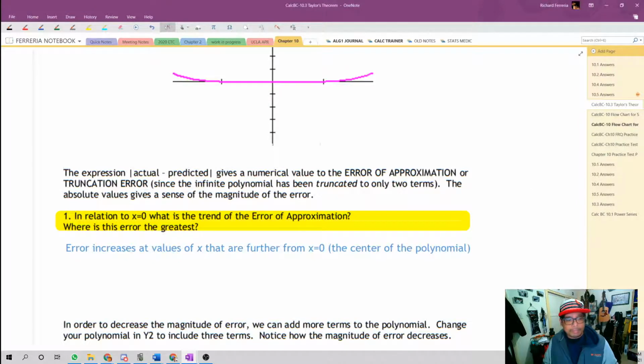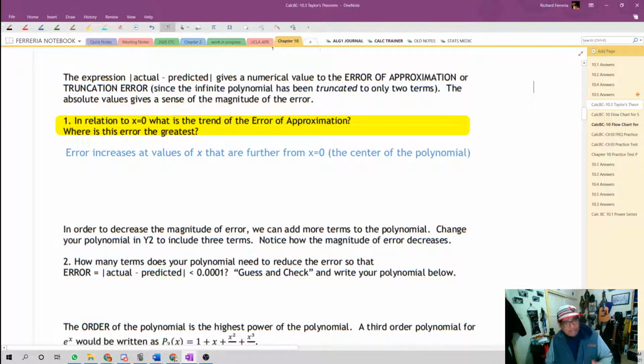Now, I talked about this earlier, like how we have ways of dealing with error. So one way to decrease the magnitude of the error is to add more terms to the polynomial. So let's go ahead and go to the polynomial, and we're going to include 3 terms instead of 2 terms.